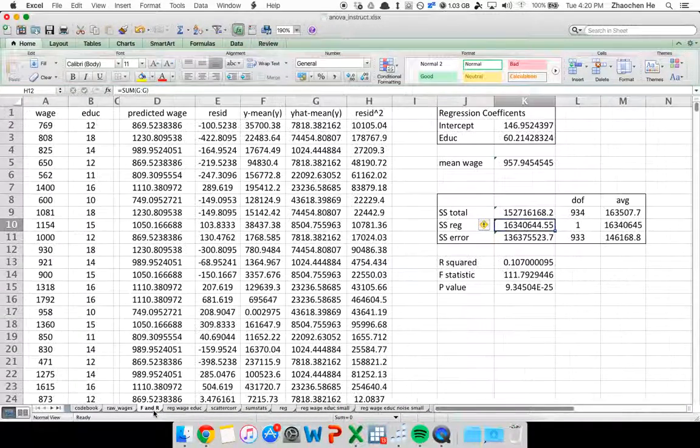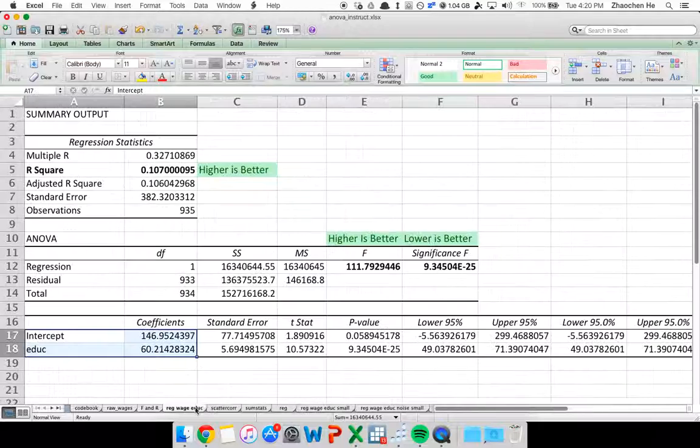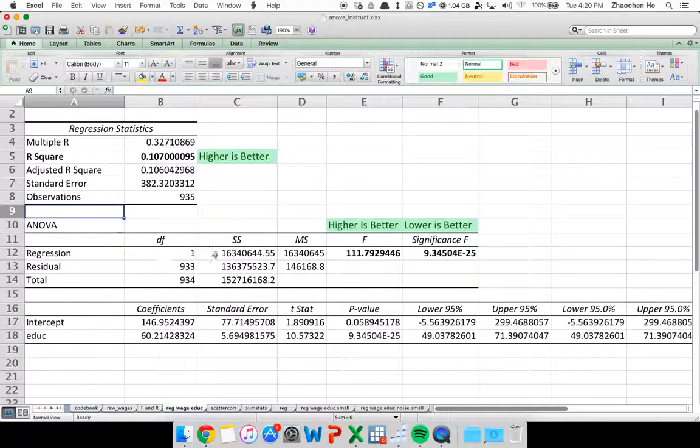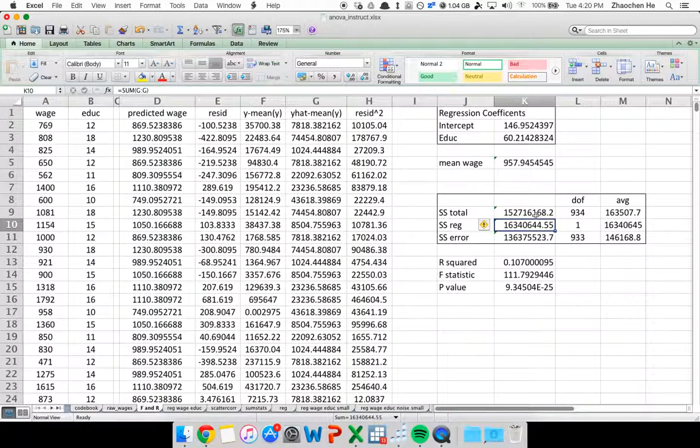Now notice that these numbers are also reported when you do the actual regression itself. You see the sum of squares for the regression, the residual, and the total. We have them in a slightly different order here, but total, regression, and the sum of squares of the error, that's also called the sum of squares of the residual. That's here.